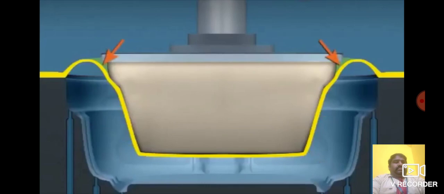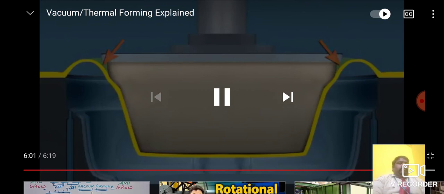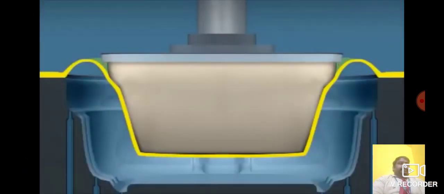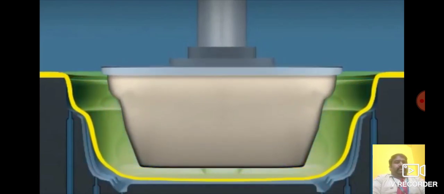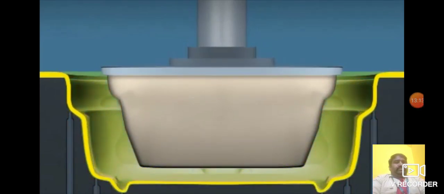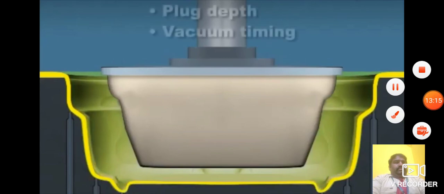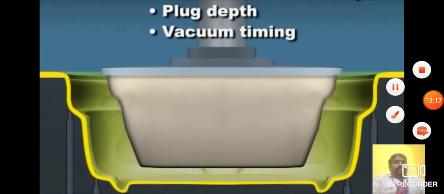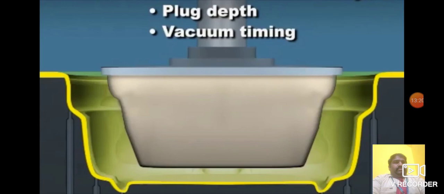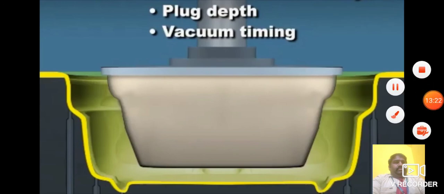When the vacuum is applied by either a timer or a position sensor, the sheet is pulled away from the plug and onto the cavity walls, where it cools quickly. It's apparent that sheet distribution is affected by how far the plastic climbs the plug before the vacuum pulls it away.